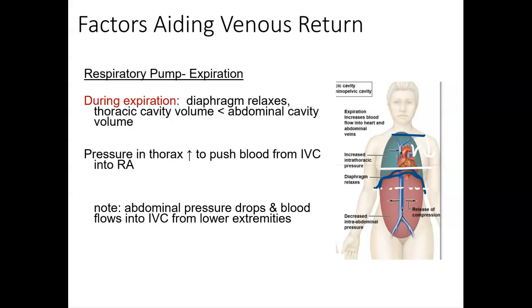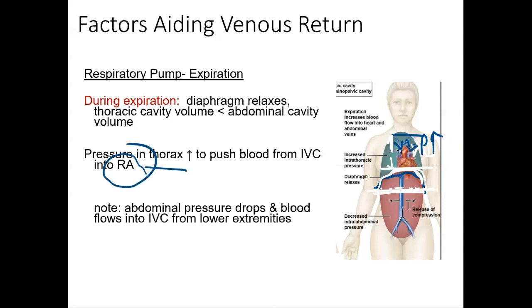So when we look at the volume, when the diaphragm relaxes, notice again that we have the diaphragm relax. It goes back to its dome shape. I'll try to make it flat when it was contracted. So now what happens is the volume in that area dropped. Well, if the volume goes down, then the pressure goes up. So now the pressure goes up in your thorax, and that's going to push the blood into the right atrium.